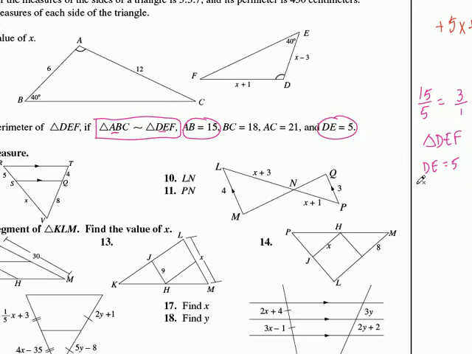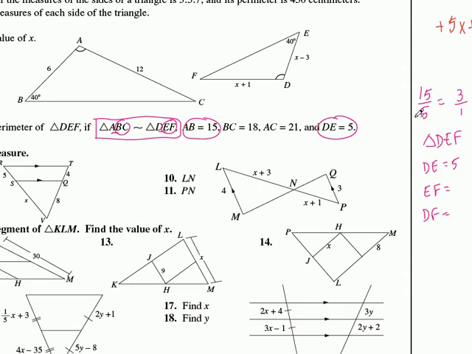What are my other sides on my triangle DEF? What else do I have? I got EF I need to find, right? And what else do I need to find? DF. All right. Once I find these 3 sides, then I can add them up and I got the perimeter. So what about EF? What does EF correspond to over here? BC. So what was BC? It was 18. So that means this is 3 times as big as EF.